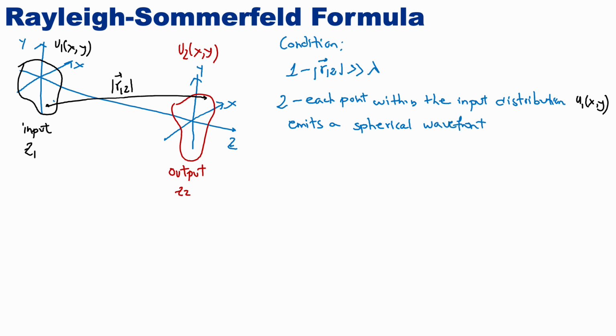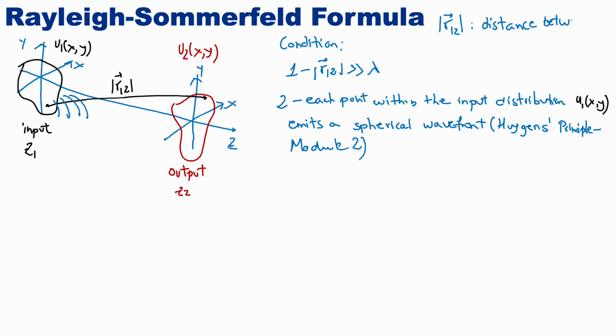So that means that every point here is going to emit a spherical wavefront, and this is what we talk about in the Huygens principle. This was key for module 2 when we were describing interference. So the absolute value of the vector R12 is the distance between the input and output planes.